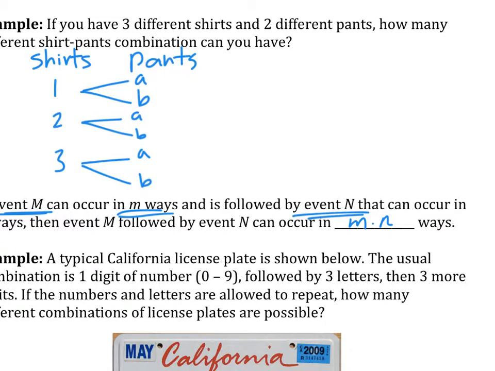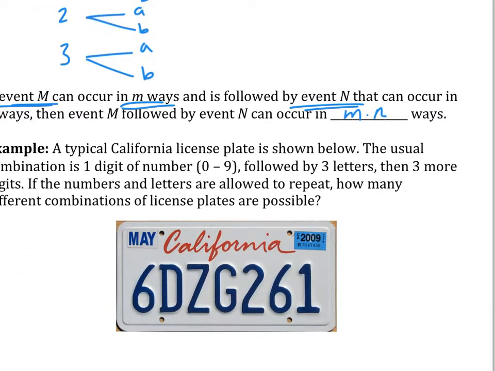Okay, so when things happen in order, first you do this and then you do this, and then each one has a certain number of ways it could happen, the total number of ways things can happen is just multiplying them together. Okay, so let's try this one.